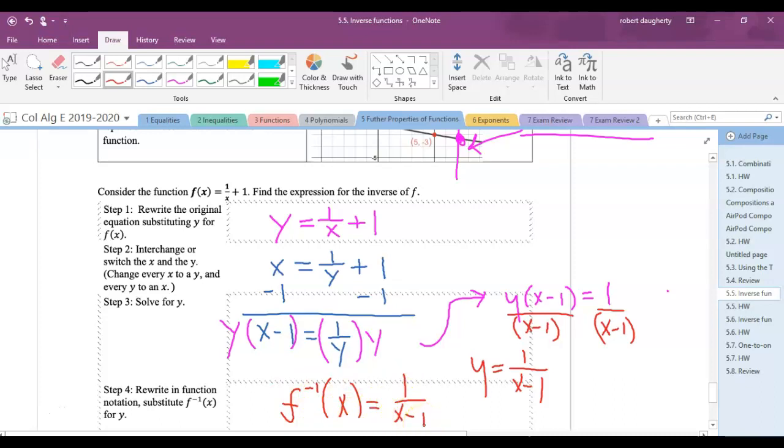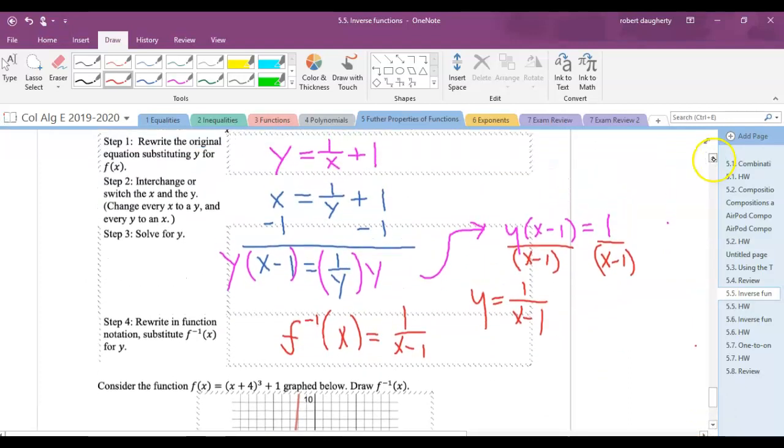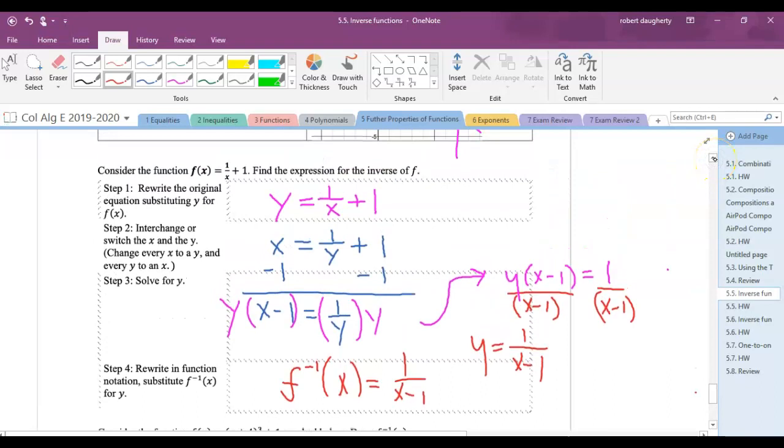So y is equal to 1 over x minus 1. Now let's look at the domains of these guys. When you write it in function notation, it's just f inverse, okay? It's just easier algebraically to use the y when we do this manipulation.